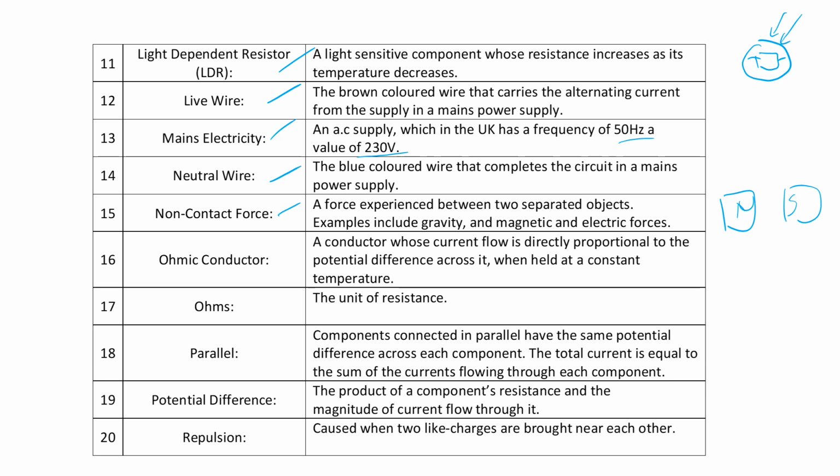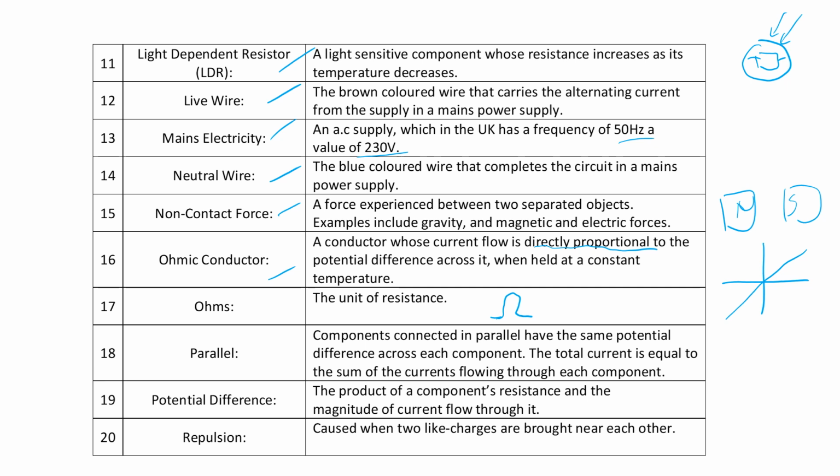A conductor whose current flow is directly proportional to the potential difference across it. So you have a graph that looks a bit like that, a straight line graph, and that is an ohmic conductor, which is directly proportional to the potential difference. The unit of resistance: ohms. Sometimes I like drawing it as a funny little horseshoe or a hat.